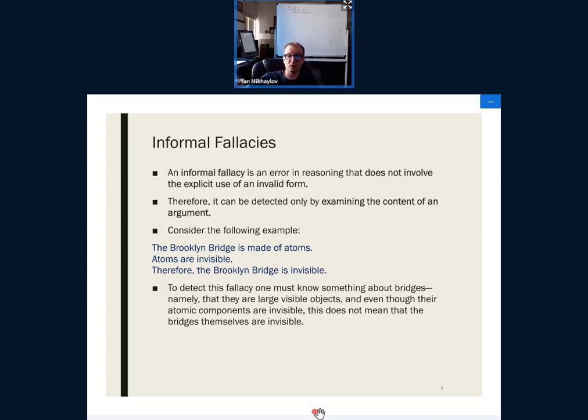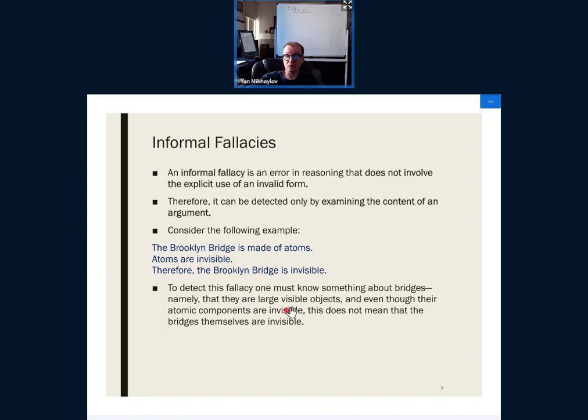This is a good example of an informal fallacy. The Brooklyn Bridge is made of atoms. Atoms are invisible. Therefore, the Brooklyn Bridge is invisible. Now, you can immediately see there's a problem there, right? If you look at the conclusion, it doesn't make any sense. The Brooklyn Bridge is invisible. Well, we all know it is visible. But if you look at the premises, don't they seem perfectly true? I mean, isn't it true that the Brooklyn Bridge is made of atoms? I'm pretty sure it is. Isn't it true that atoms are invisible? Yes, equally true.